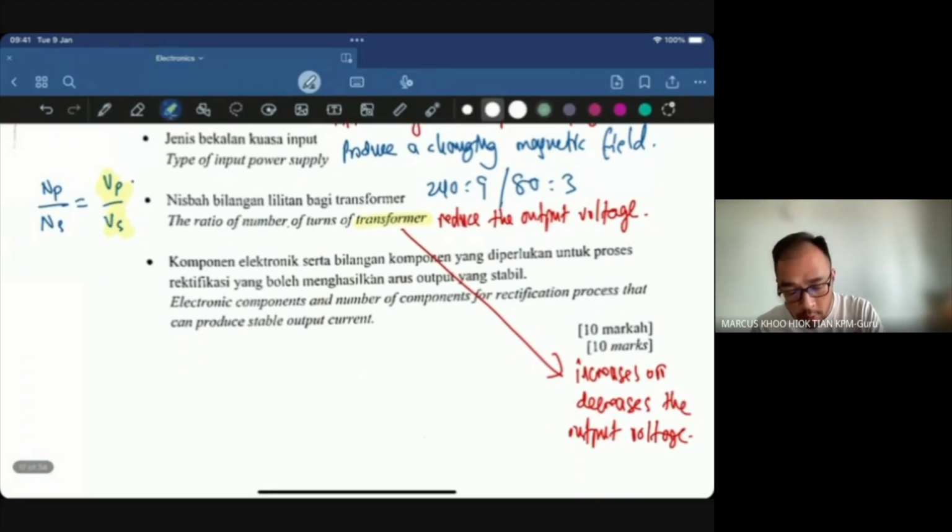Okay, the key word here is the word output. In recent years we found out that for the definition of transformer, the word output must be there.